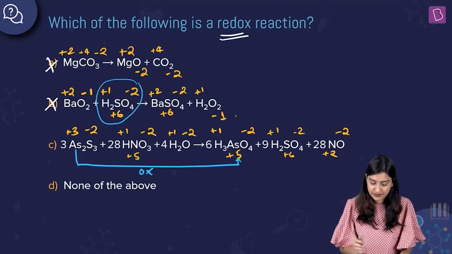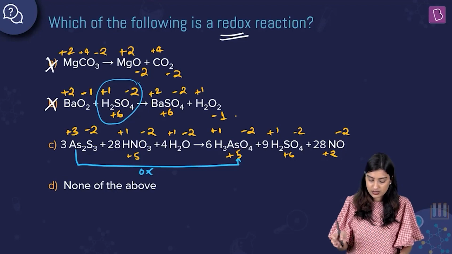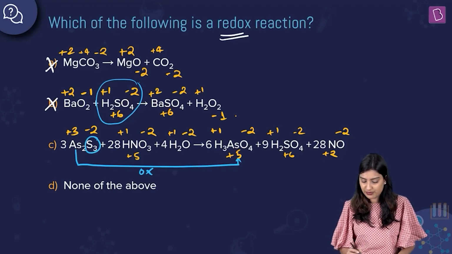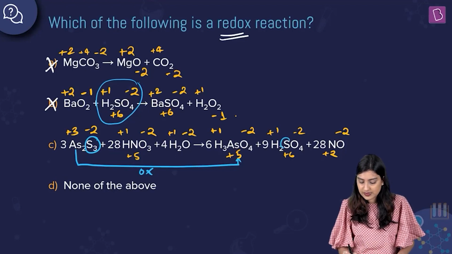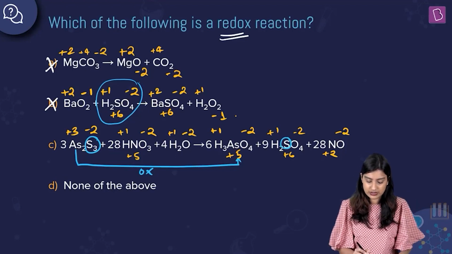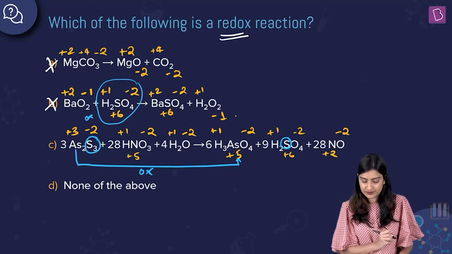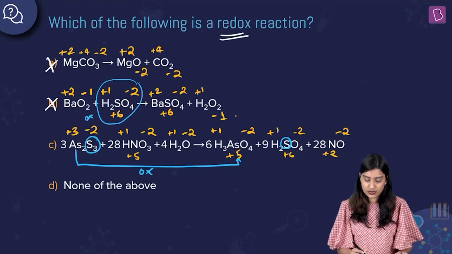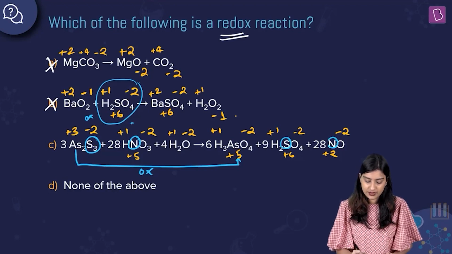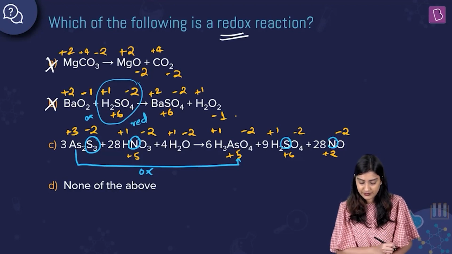Drawing lines is kind of messy here, so I'm just going to circle it. Sulfur went from -2 to +6, right? So this is also oxidation. Then you have nitrogen, which went from +5 to +2. This is reduction, correct? What else do we have?